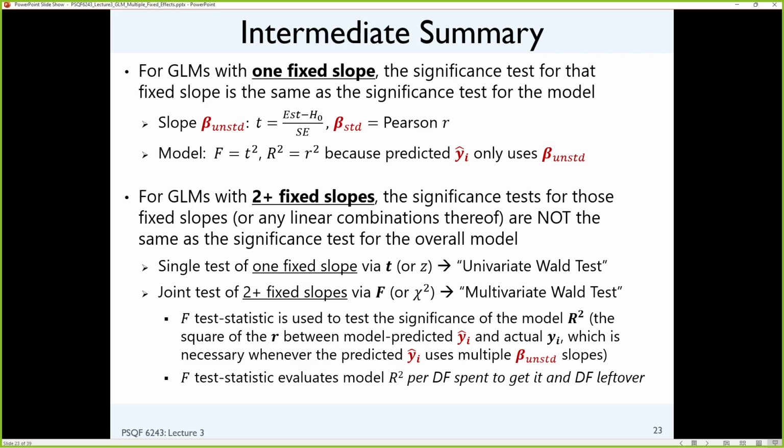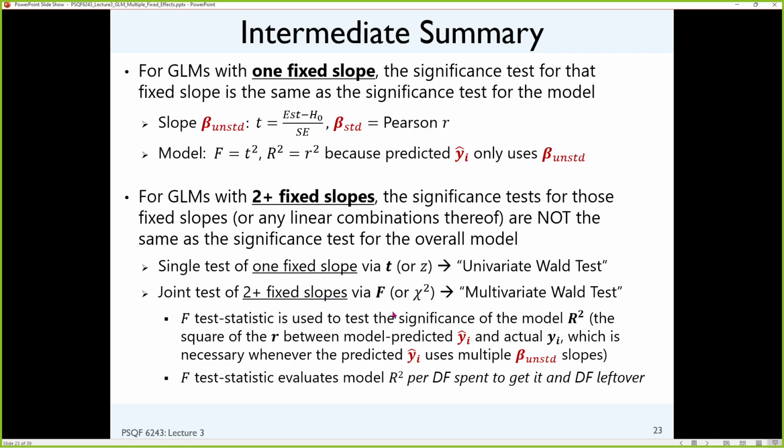If you have more than one slope, that's where they diverge. So for GLMs with 2 or more fixed slopes, such as the case if we have 3 groups, the significance test of those slopes, or any linear combinations to get differences between the non-reference groups, are not the same as the significance for the overall model. We need both. We still have a significance test and an effect size that we need to quantify for each slope, but in addition to that, what we want to know is whether the slopes work together successfully to predict the outcome.